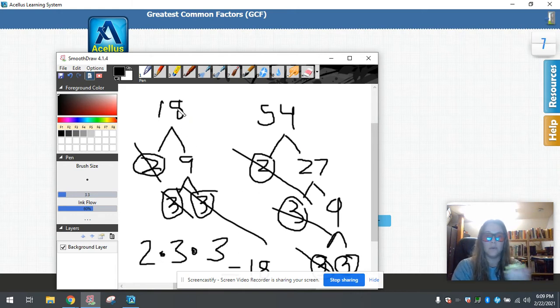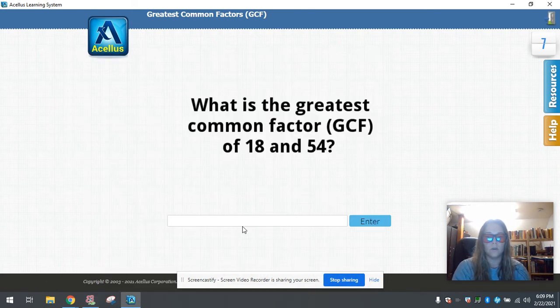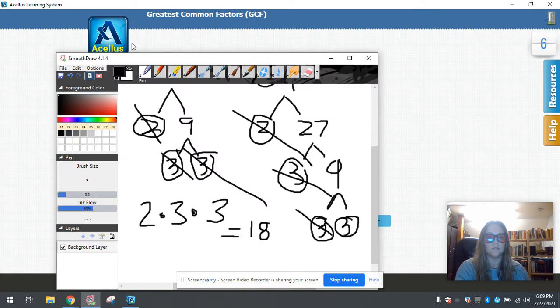18 fits into 18 one time. 18 fits into 54 3 times. Either way, they fit in an even number of times. 18 is my answer. Okay, 27 and 45.